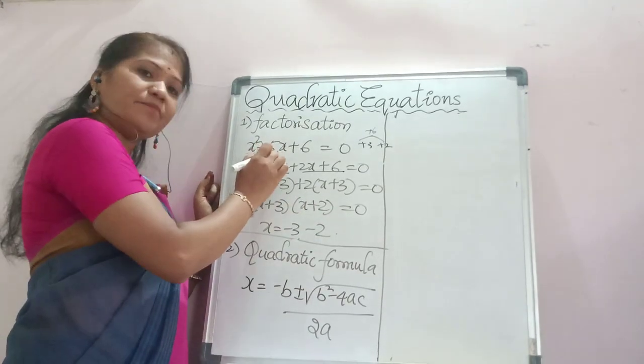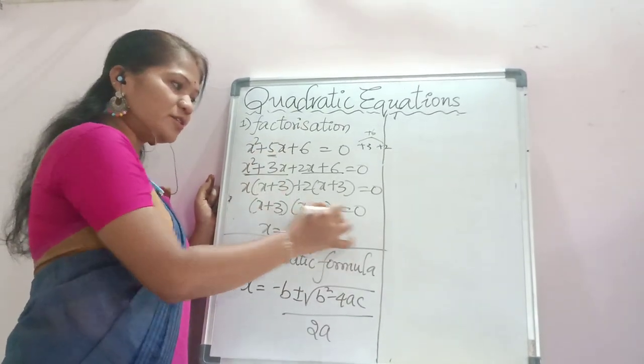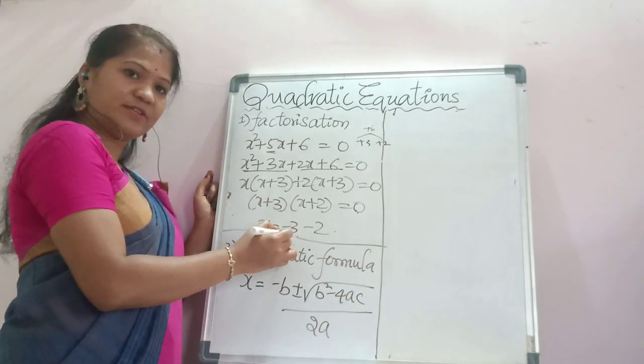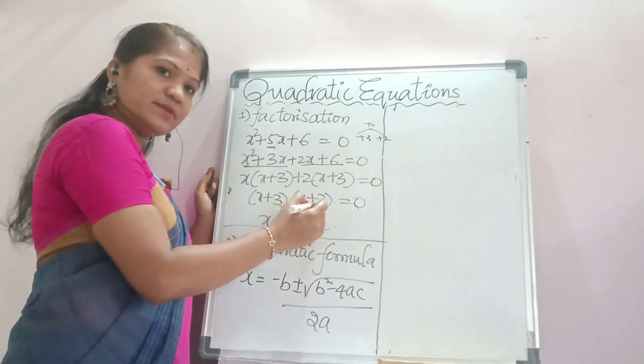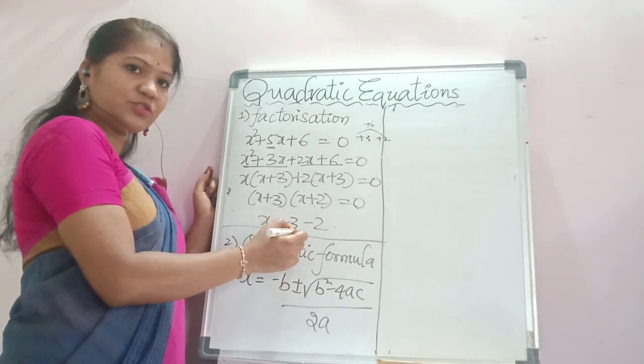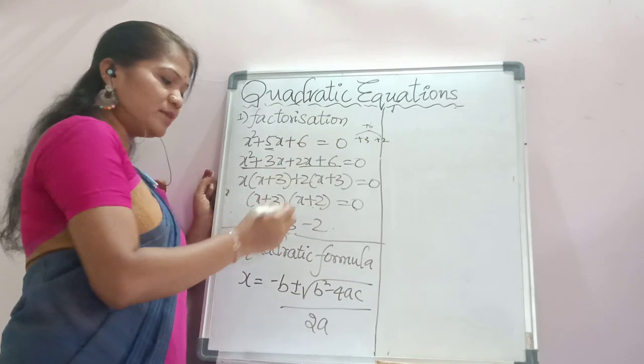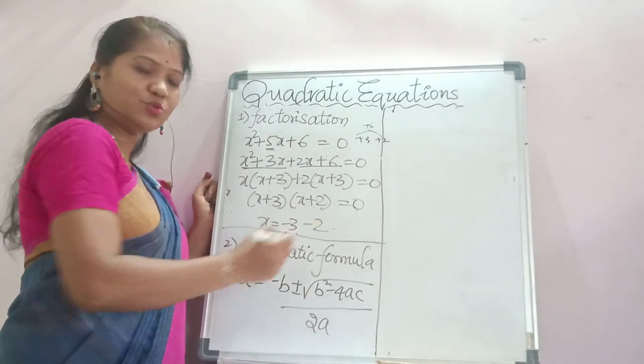I told you, splitting up the middle term and equating each factor to 0, I got x plus 3 is equal to 0, so x equals minus 3. x plus 2 is equal to 0, so x equals minus 2. Therefore, the roots of this quadratic equation by the factorization method are minus 3 and minus 2.